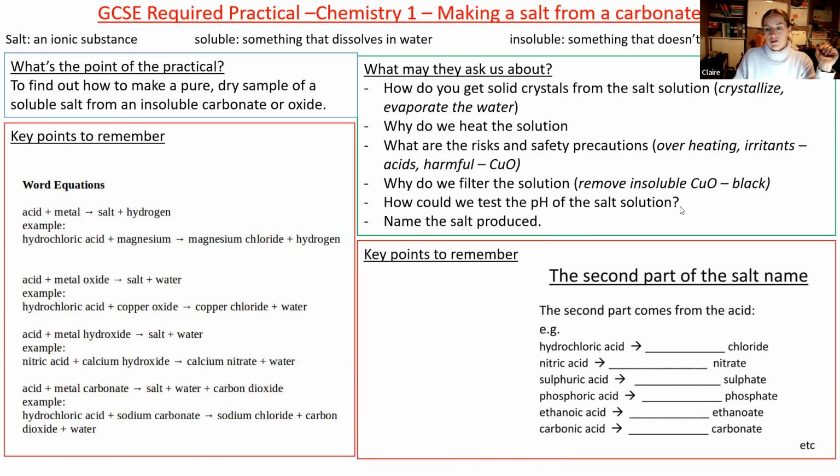How do we test the pH for the salt solution? Just use universal indicator or paper, that sort of thing. A salt will always be neutral. Okay, salt is neutral. Name the salt produced, that's why I've added that there. Okay, some little background information.